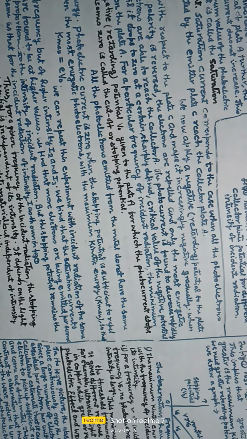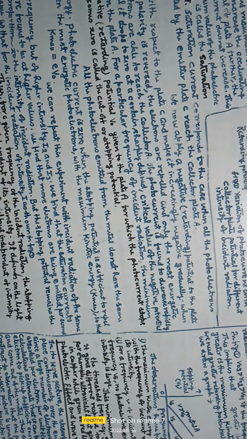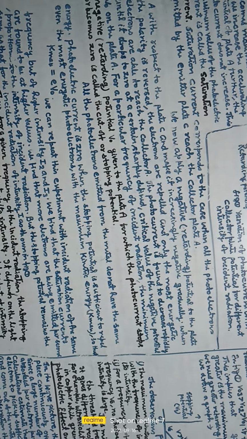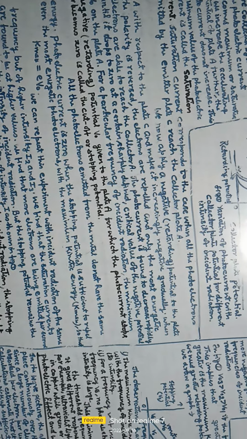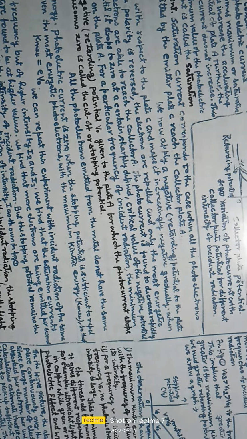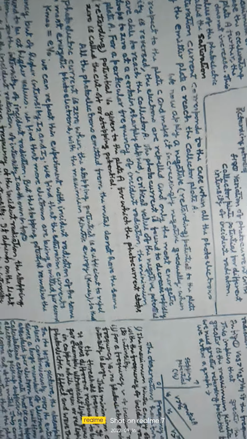Thus, for a given frequency of the incident radiation, the stopping potential is independent of its intensity. It depends on the light source and the emitter plate materials, but is independent of intensity of incident radiation.